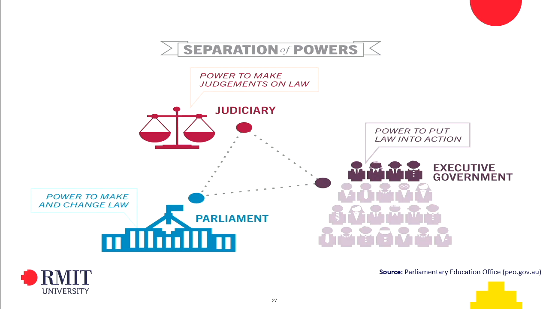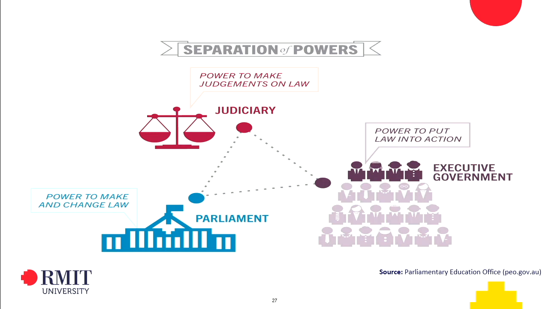So the judiciary, the courts, they hear cases and make judgments. That's their role. Parliament's role is to create legislation, which becomes law. And then the executive are the individuals that put the law into practice. So if we think of the executive, we can think of the police, for example. They are exercising executive powers.